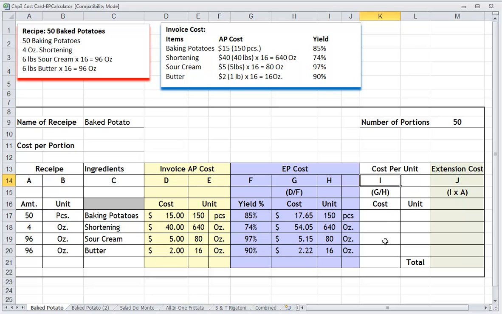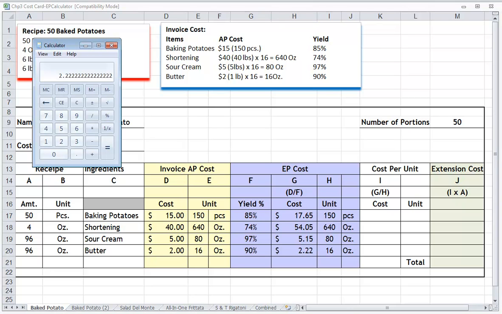Now in column I, we need to calculate the cost for each potato. We know that the edible portion cost for the potatoes for 150 potatoes is $17.65. So we want to calculate the cost of one potato. The calculation is very simple. You want to use the little cheat sheet over here. It is G divided by H. So we want to divide $17.65 by 150 potatoes to get the cost for each potato.